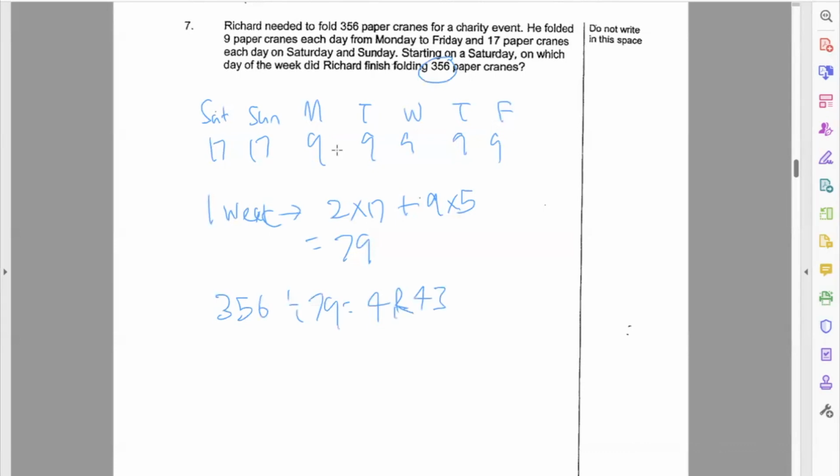All right. So 43 is not 1 week. Okay, 1 week will require 79 paper cranes. So there are 43 paper cranes folded over a few days, but less than a week. So starting from Saturday, Sunday, and then you will get 9. So this is Saturday, this is Sunday, and this will be Monday. So the answer is Monday.